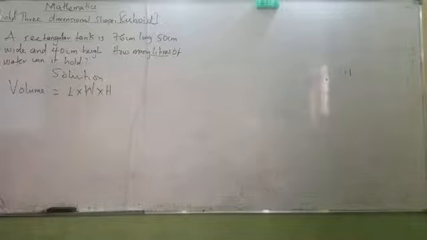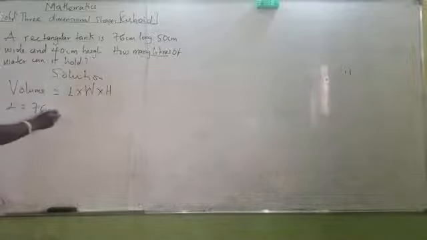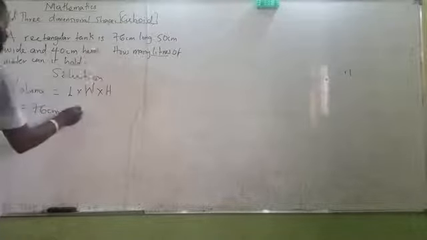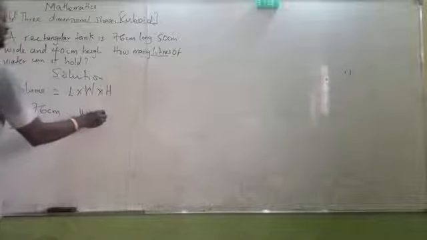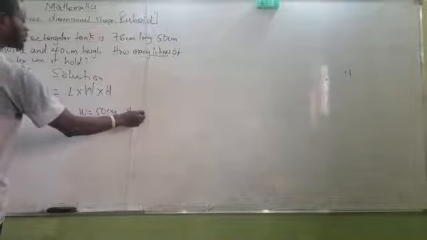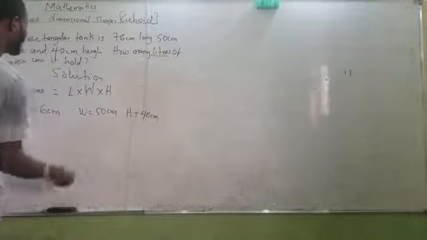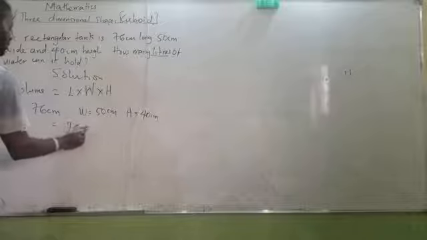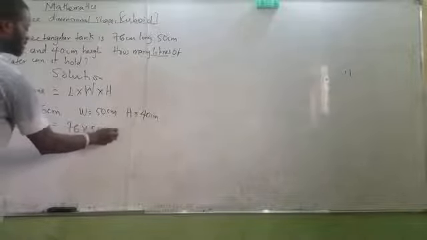Now, what is my width? My length is 60 centimeter, 76 centimeter. My width is 50 centimeter, and my height is 40 centimeter. Now, what I just need to do is that I will have 60 multiplied by 50 multiplied by 40.